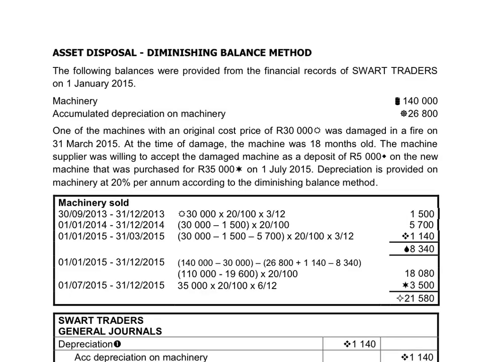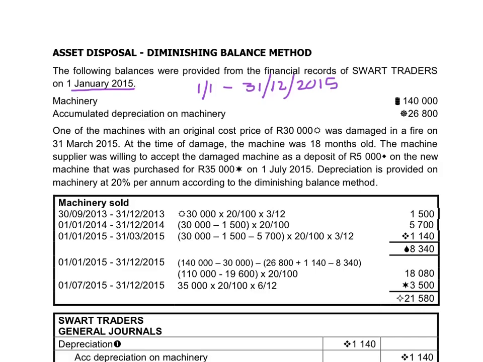Good morning. We will pay attention to asset disposal today when the diminishing balance method is used. The information is given to me on the first day of the current financial year, 1 January 2015. So this year will be from the 1st of January up to the 31st of December 2015. And we will do all the calculations for this specific period.